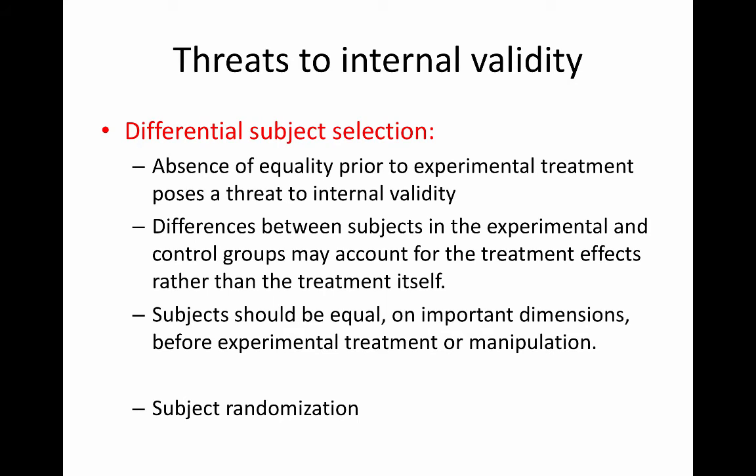Differential subject selection. The absence of equality prior to experimental treatment poses a threat. So differences between the subjects in the experimental and the control group may account for treatment effects rather than the treatment itself. You again need to make sure that your control group and your experimental group are equal on variables, that there's subject randomization, so that whether your treatment is having an effect or not, it's not a function of the subjects themselves.